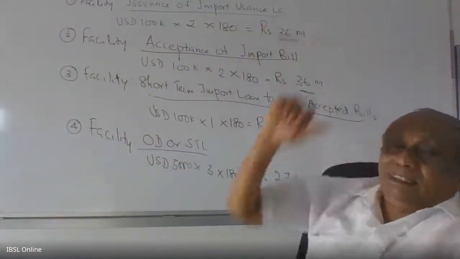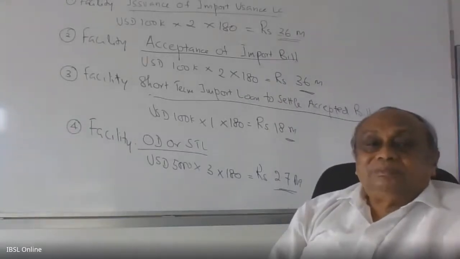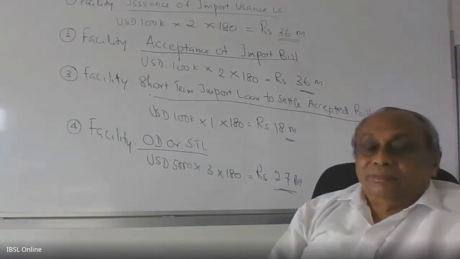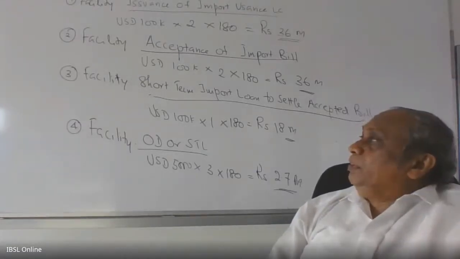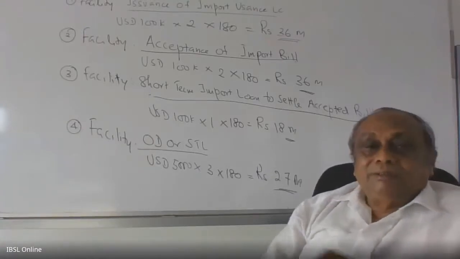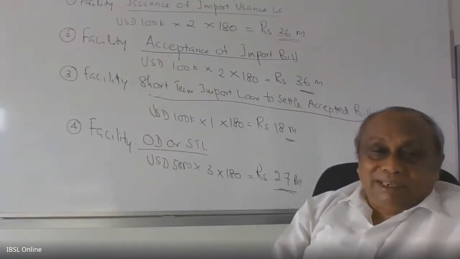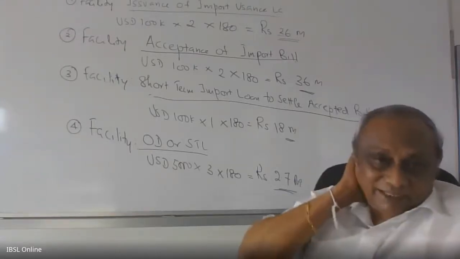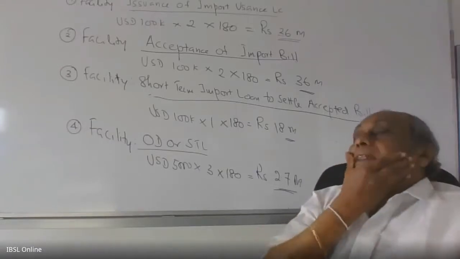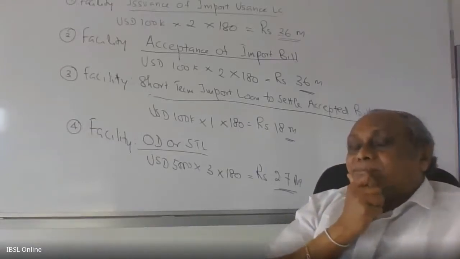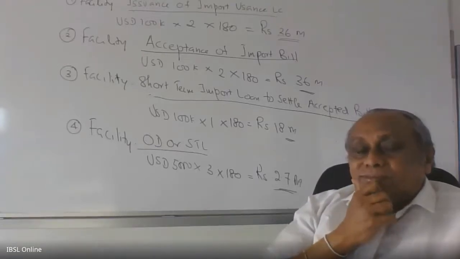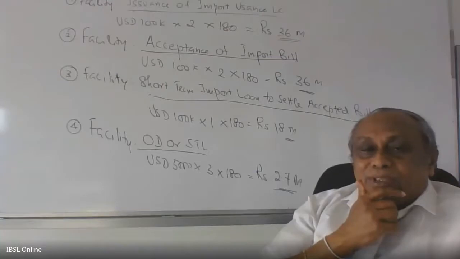Issuance of import LCs. What are the security documentation? Facility 1. What are the security documentation? Trade Finance General Agreement, TFGA. Trade Finance General Agreement. Right? Then what else? The security documentation again.